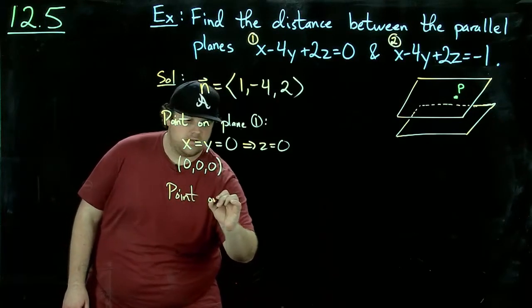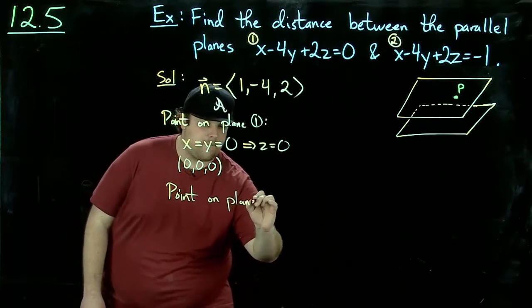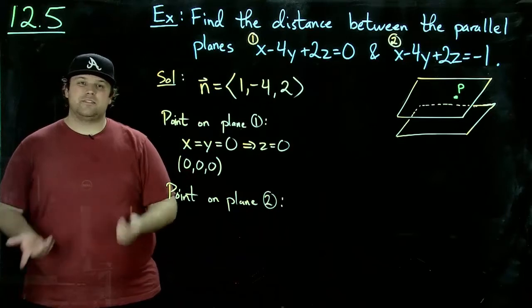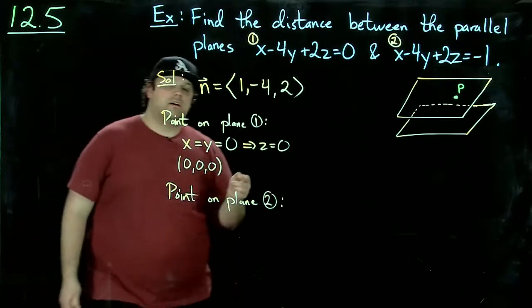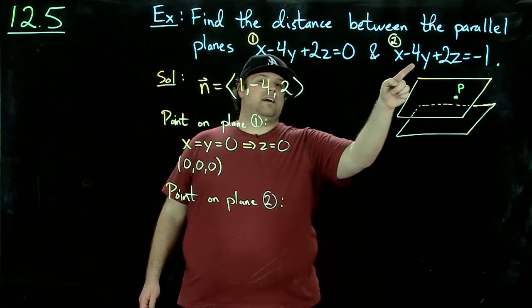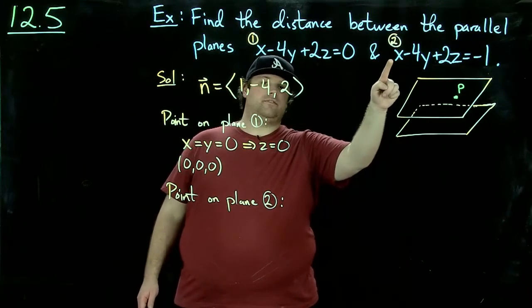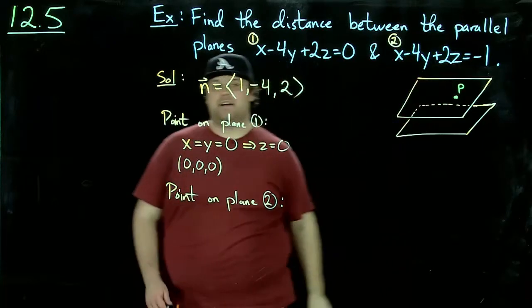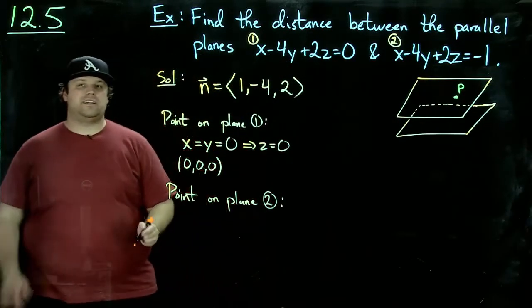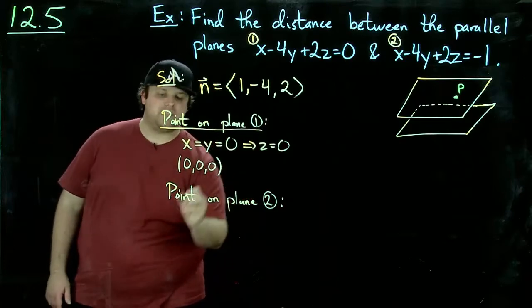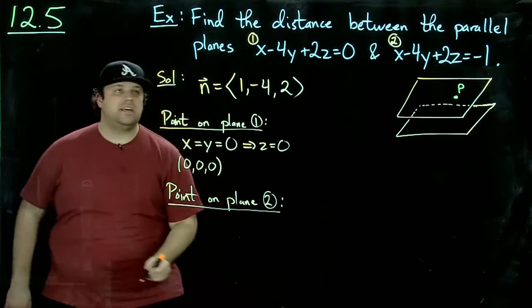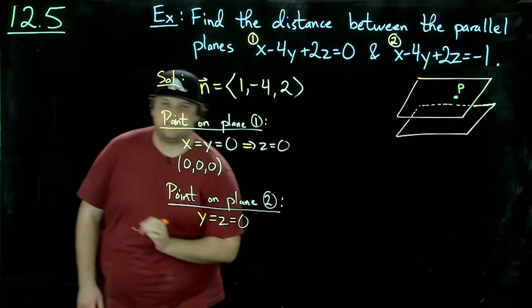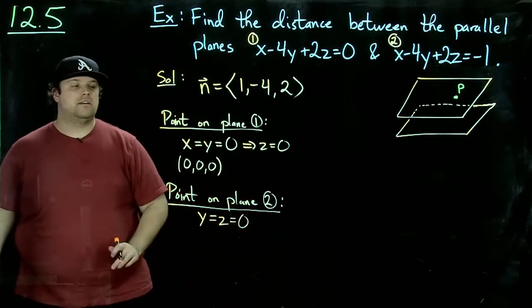It's a point on plane 2. So here's where we can get a little clever with our choices. Look here, we have just a 1 in front of the x, but in front of the y we have a minus 4, and in front of the z we have a 2. So in this case, it'll actually be a little easier on us if we take y and z to be 0 this time instead of x, right?